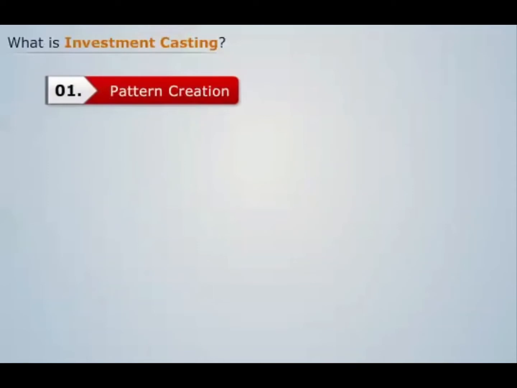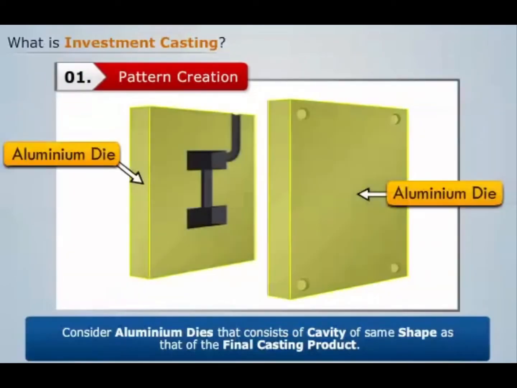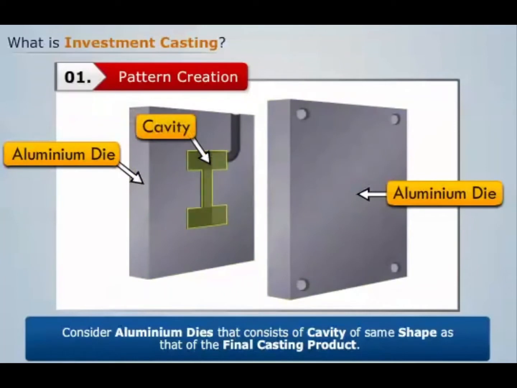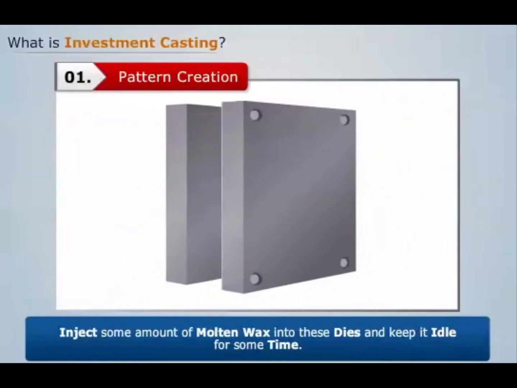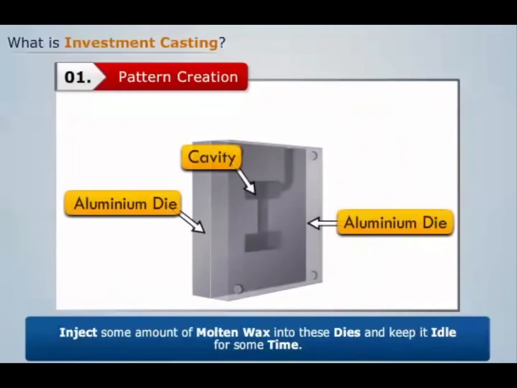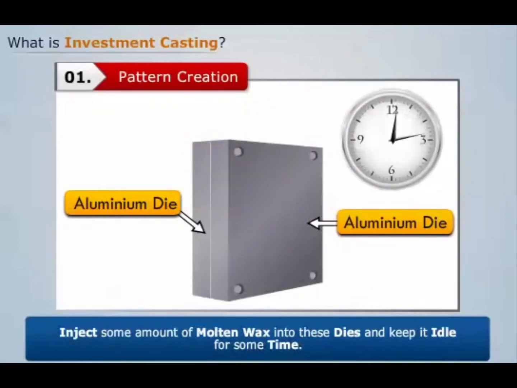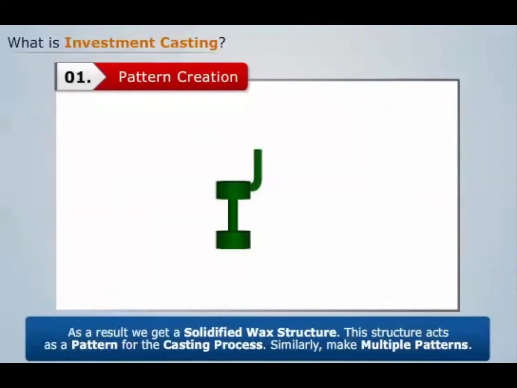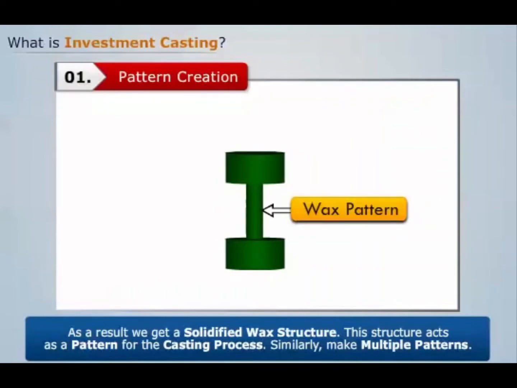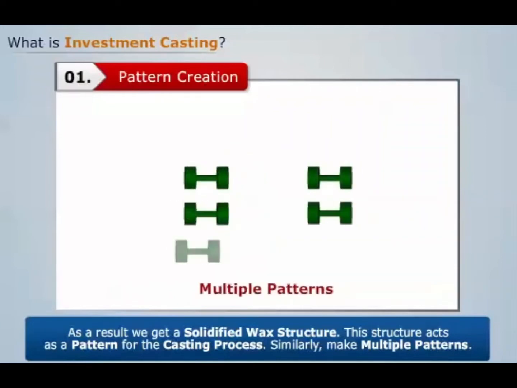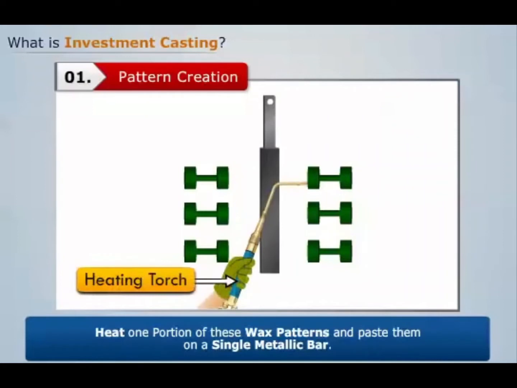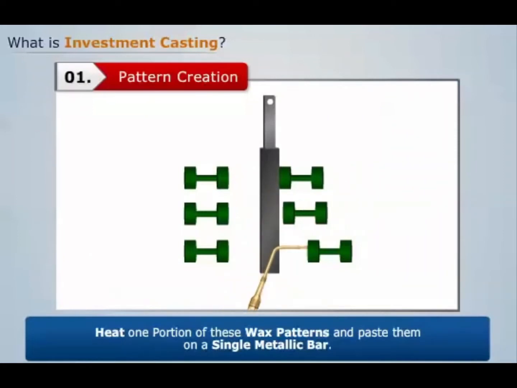The first step is pattern creation. For this, consider 2 aluminium dies that consist of a cavity of the same shape as that of the final casting product. Now inject some amount of molten wax into this die and keep it idle for some time. As a result, we get a solidified wax structure. This structure acts as a pattern for the casting process. Similarly, make multiple patterns. Now heat the bottom portion of these wax patterns and paste them on a single metallic bar.